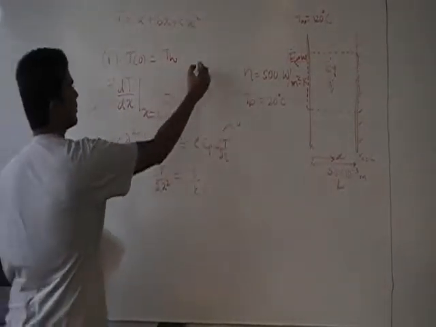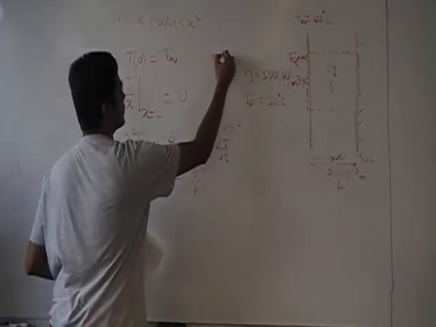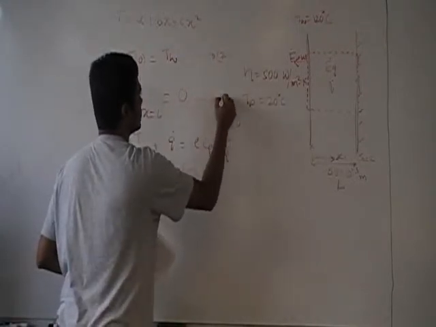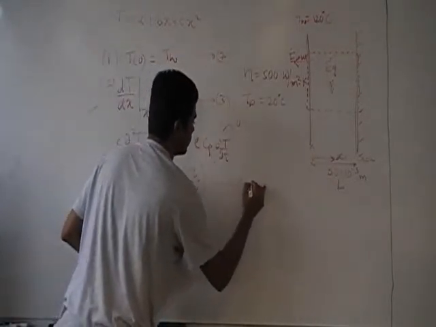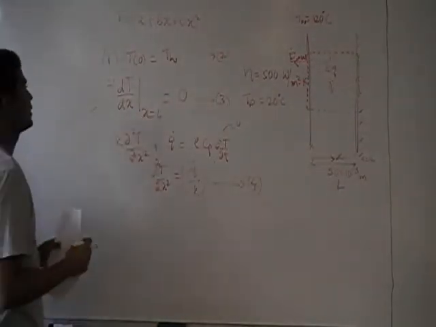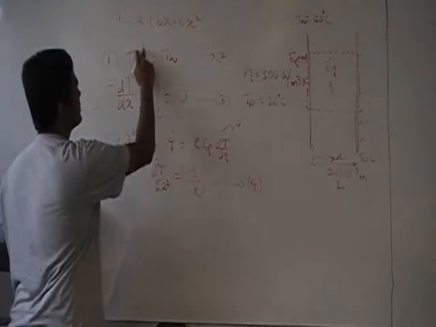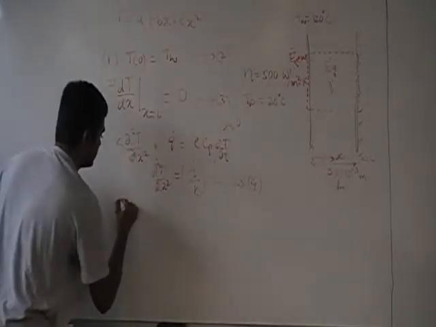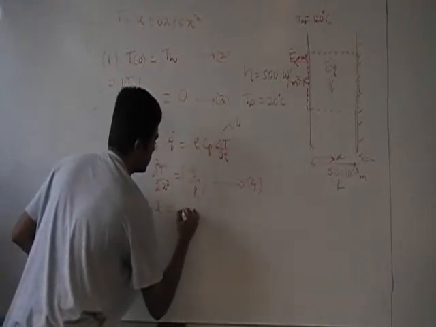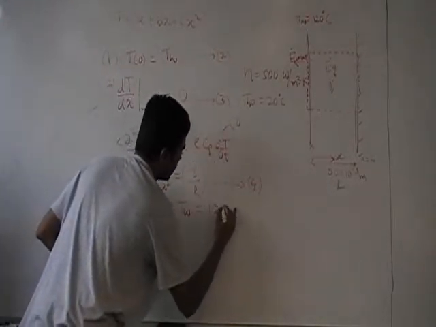So we have three equations here. Let me call this 2, 3, and 4. And we have three unknowns, so we should be able to solve this problem. So substituting x is equal to 0, we have T0 is A equal to T wall, which is equal to 120.